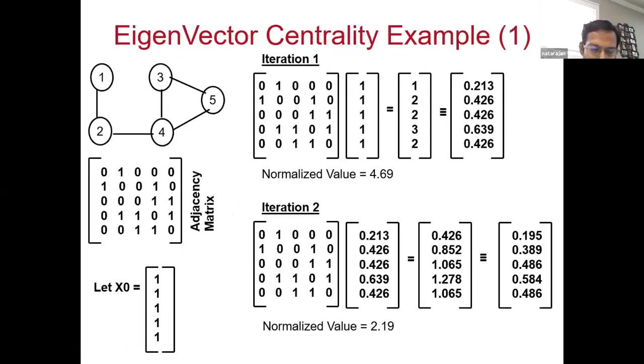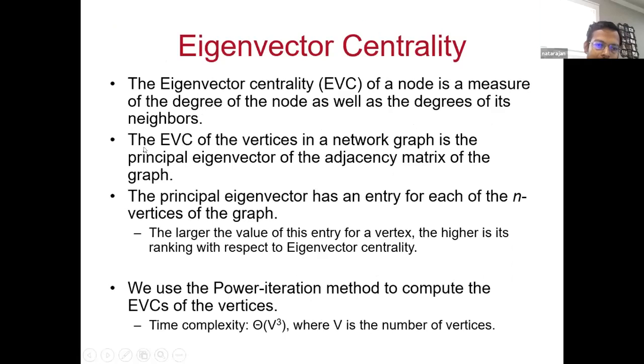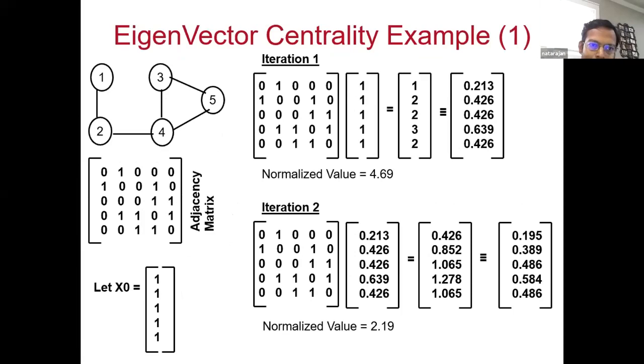So let me go through an example. The definition of eigenvector centrality is that among all those eigenvectors, the eigenvector corresponding to the largest eigenvalue is called the principal eigenvector, and the corresponding eigenvalue is called the principal eigenvalue. So the entries in the principal eigenvector correspond to the eigenvector centralities of the vertices. Let me go through this example to illustrate how we compute the eigenvector centrality of the vertices in a graph using this power iteration method.